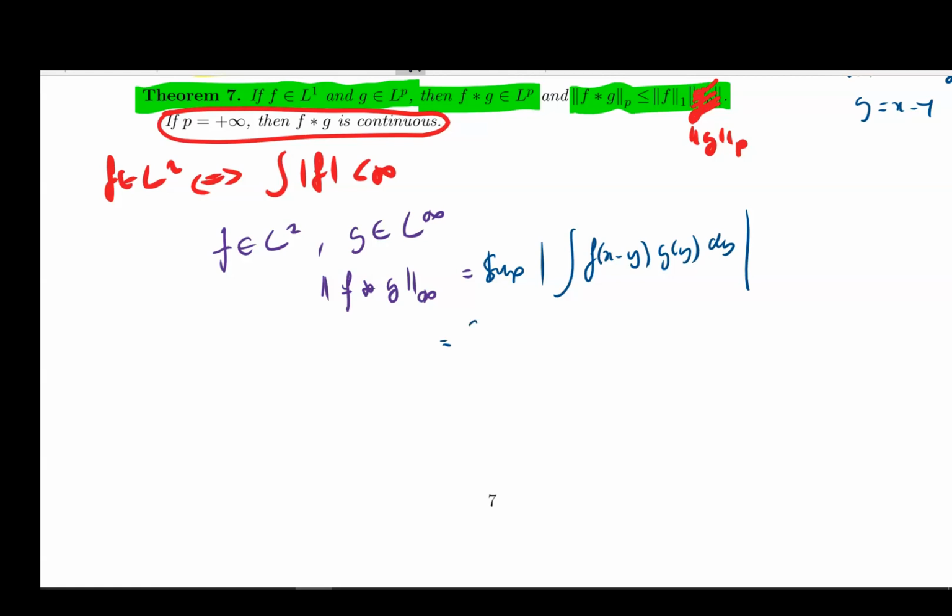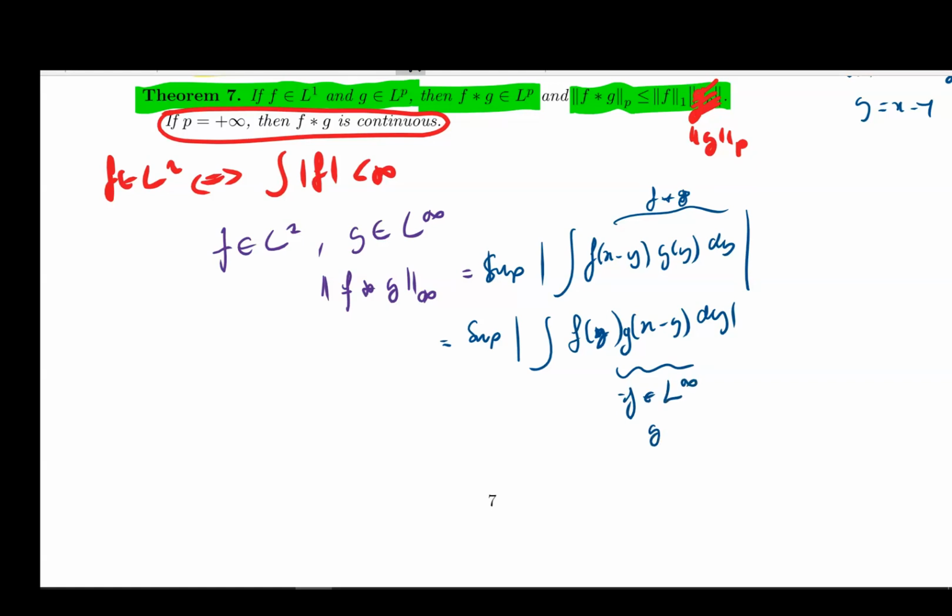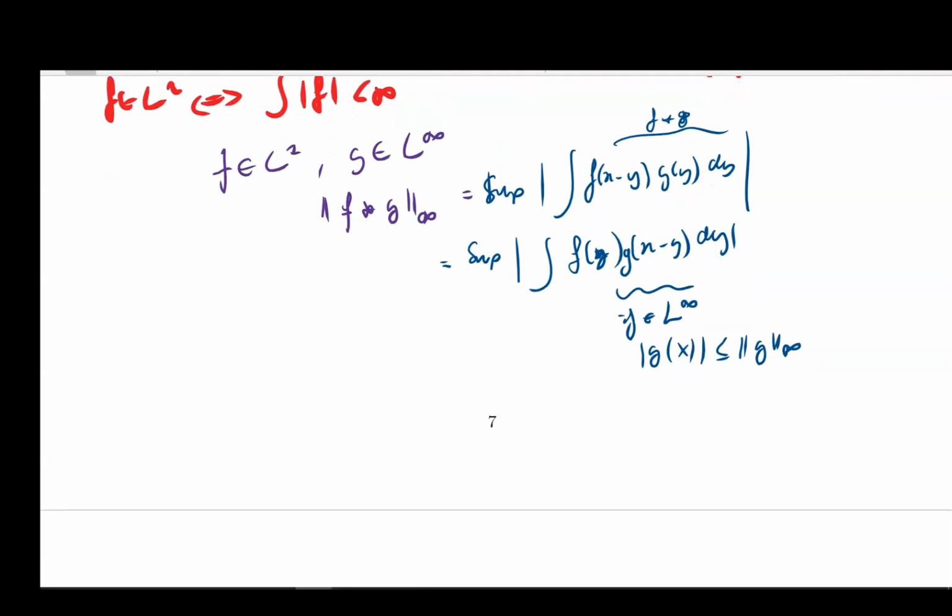Or, as you know, you can also write it as the supremum of that. f convolved with g is also equal to g convolved with f, so I can exchange the roles of x and x minus y. That makes the integral of f(y) g(x minus y) dy. Why do I do this? Because I know that if g belongs to L infinite, g of anything is going to be in absolute value smaller or equal to its infinite norm, right? That's just because the infinite norm is the supremum.